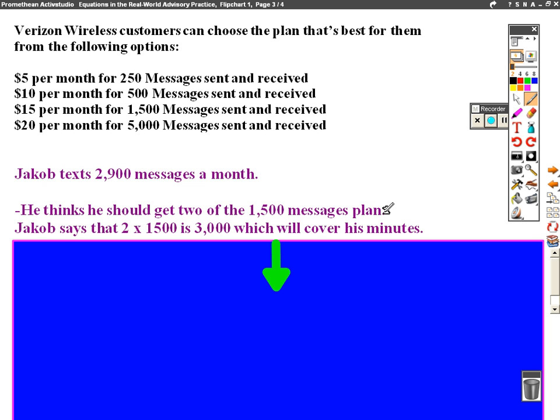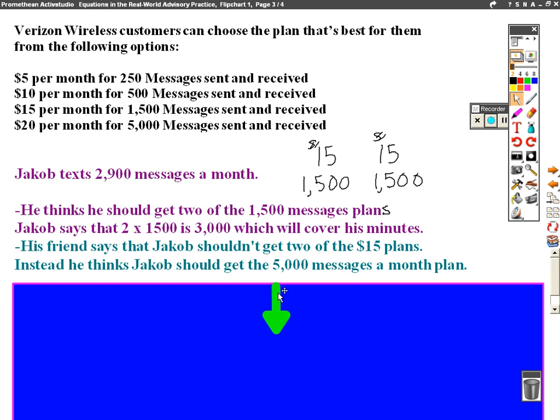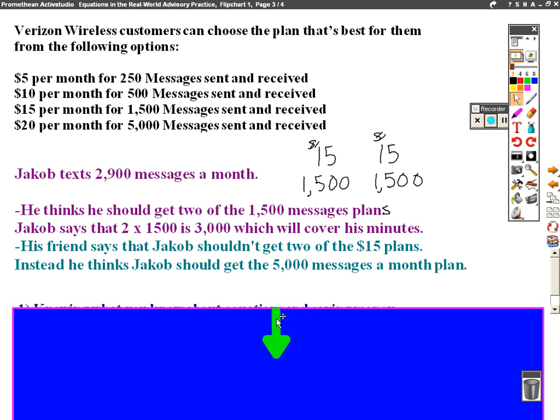So if you're looking at it, he's saying that one's going to be for $15 and the other one will be for $15 because they both have 1,500 messages. Jacob says that 2 times 1,500 is 3,000, which will cover his messages. Well, his friend says that Jacob shouldn't get 2 of the $15 plans. Instead, he thinks Jacob should get the 5,000 messages a month plan.